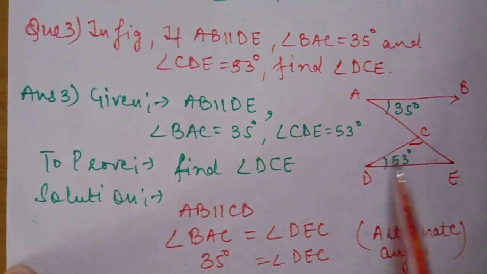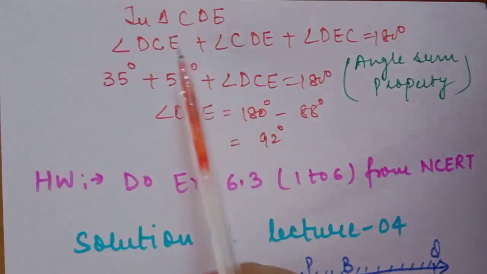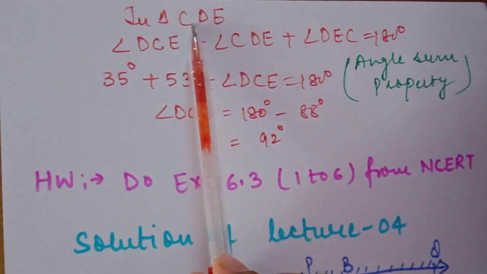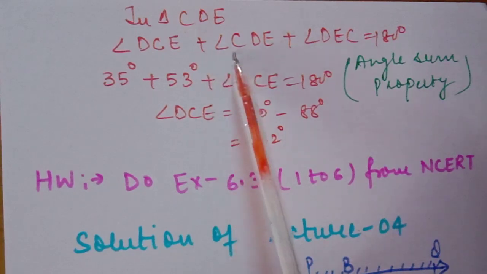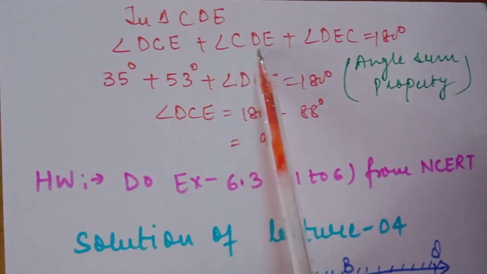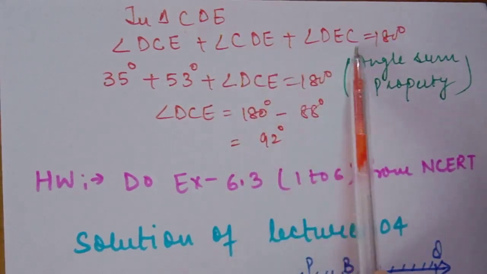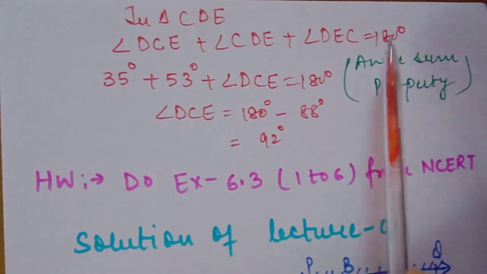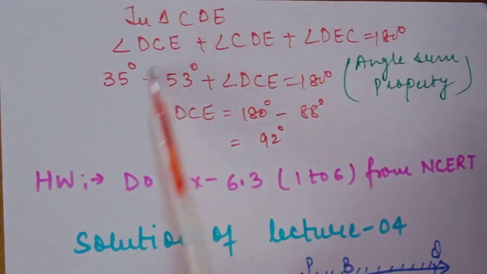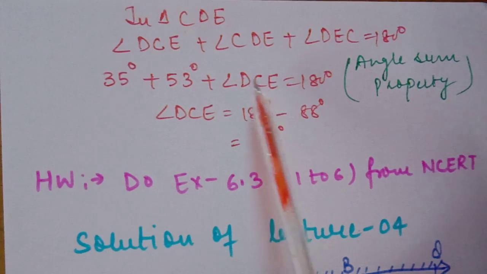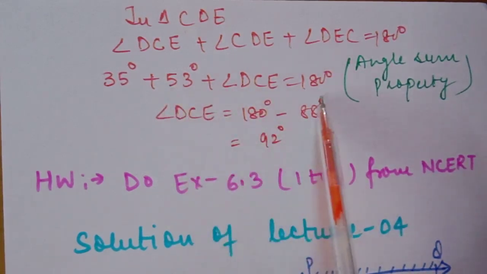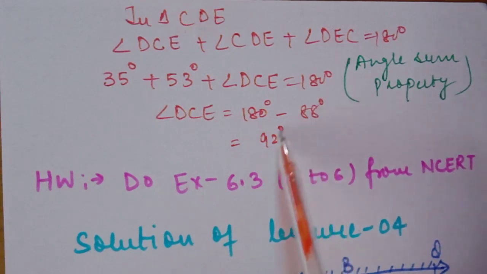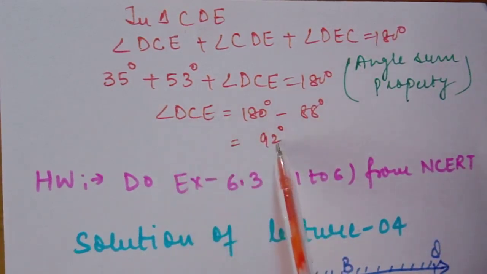Now we will apply angle sum property in triangle DCE. So in triangle DCE, angle DCE plus angle CDE plus angle DEC is equal to 180 degree. Now we will put the two angles which we already know, and DCE is left. Then we will add them and then shift to the other side, subtract them. Then we will get our answer.